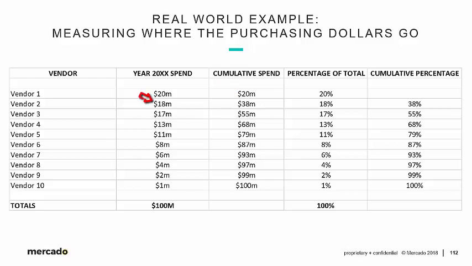When we get to vendor 2, we know we spent $18 million. We add that together to get the cumulative spend of $38 million, the two vendors added together. Moving down to vendor 3, we spent $17 million. Add that to the 38, we get to 55. Vendor 4, we spent $13 million. Add that to the 55, and we get to 68. That's what cumulative spend means.